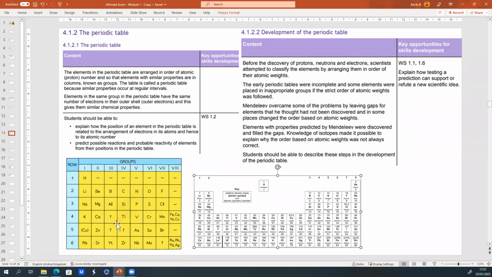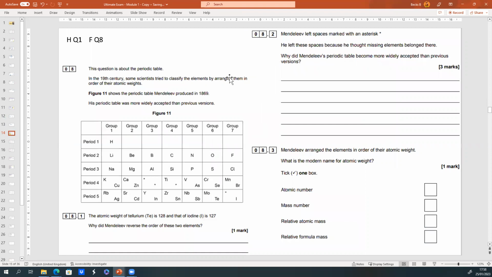You can see that compared to our modern periodic table now, we've got groups. We're missing that midsection, so we're missing the transition elements. So they were placed in, but not quite known where to put them yet. And some of these gaps have obviously now been filled. So Mendeleev was onto the right thing. So if we jump straight into some questions, this is both on foundation and higher.